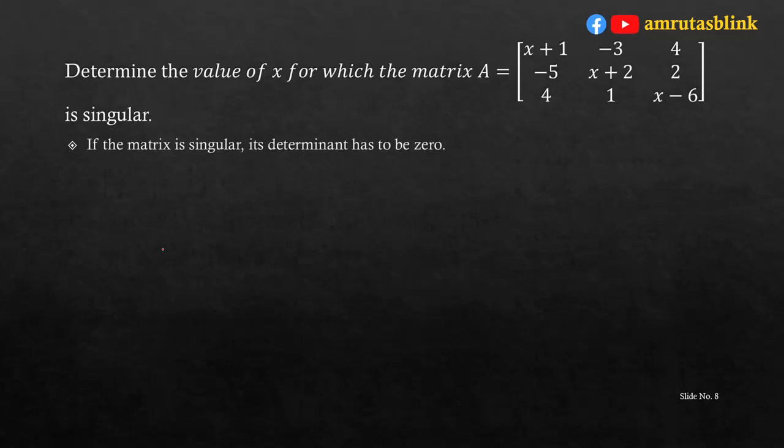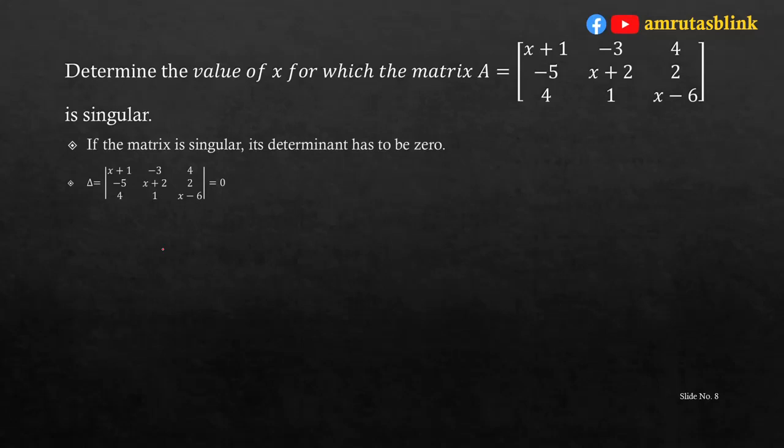Now, if the determinant of any particular matrix is 0, then we call that matrix a singular matrix. So, first of all, we will calculate the value of the given determinant, let us suppose it is delta. Now, it is already given that this matrix is singular, and for that singular matrix we need to calculate the value of x. Hence, it is already given that this delta is equal to 0.